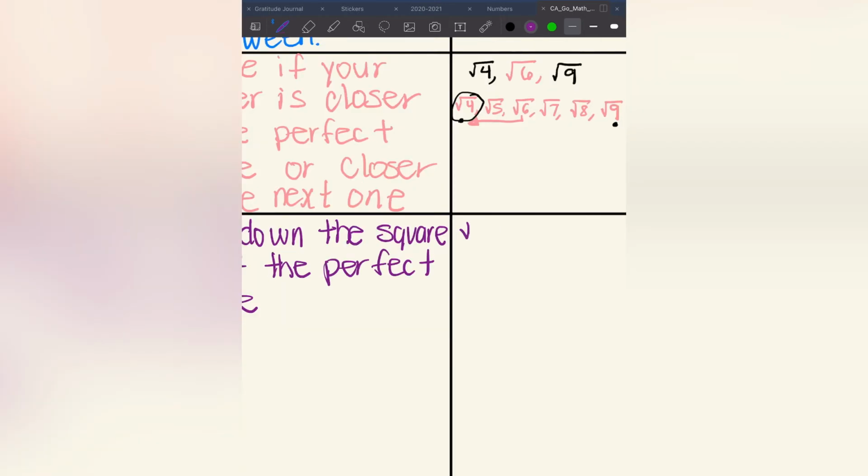Okay, moving on to step number 3, you write down the square root of the closest perfect square. As stated in step 2, the square root of 6 is closer to the square root of 4, and the square root of 4 is equal to 2, a whole number. And I know this because 2 squared equals 4. So 2 times 2 equals 4. That's how I know the square root of 4 is 2.